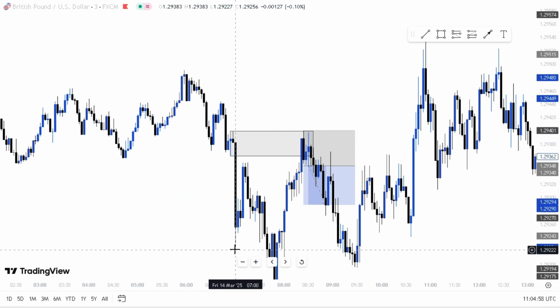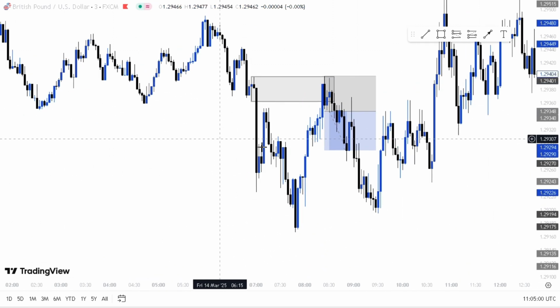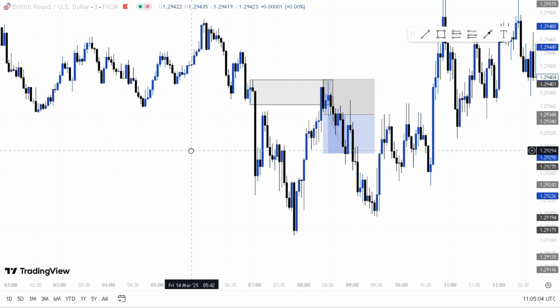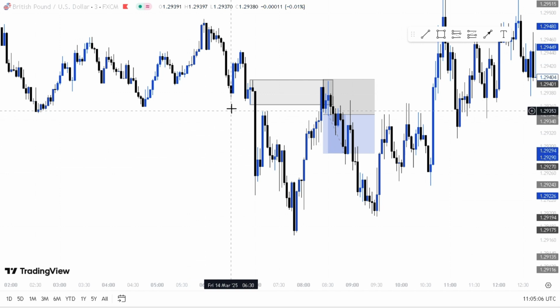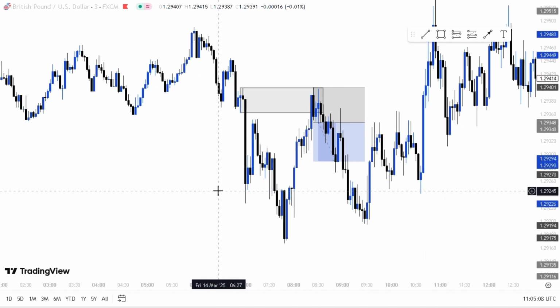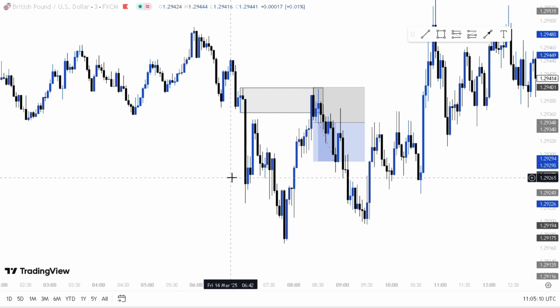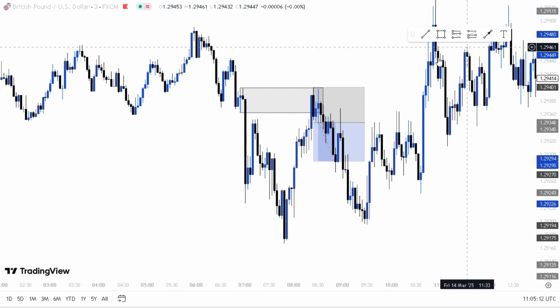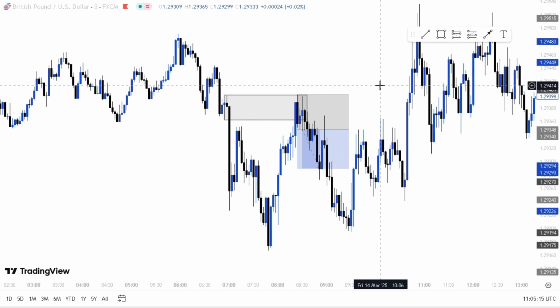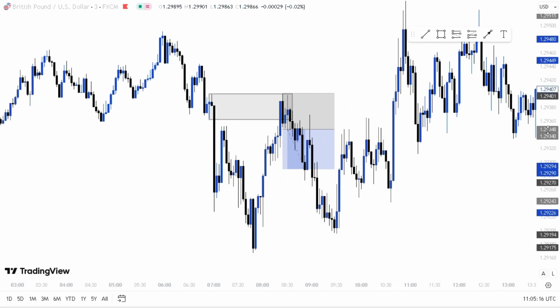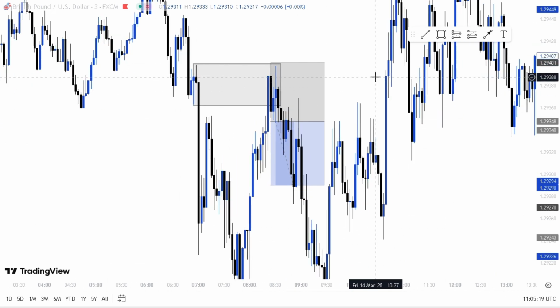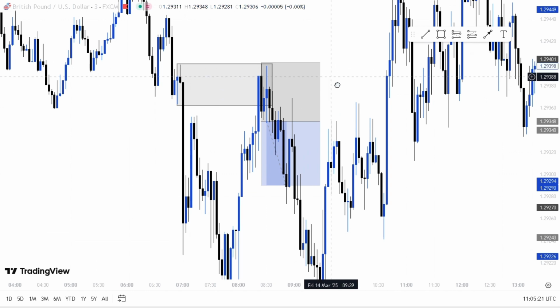Broke structure again. This wasn't much of a concern; we'll get to that in a later video. Broke structure, indicating down movement. And what am I looking for right here? Sells. I'm looking to sell the market, and as you can see, the market came into my supply zone.